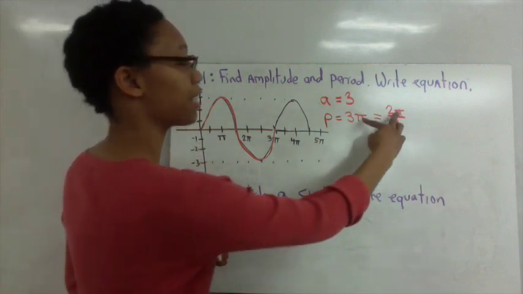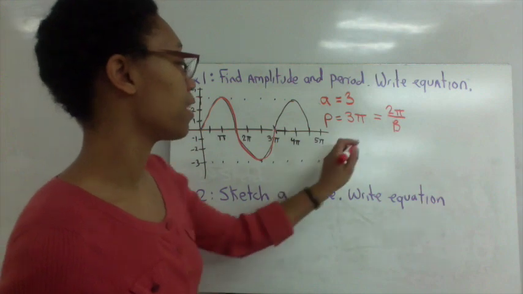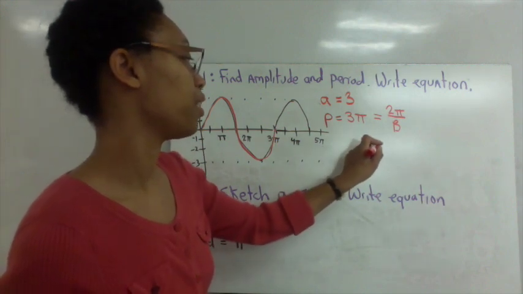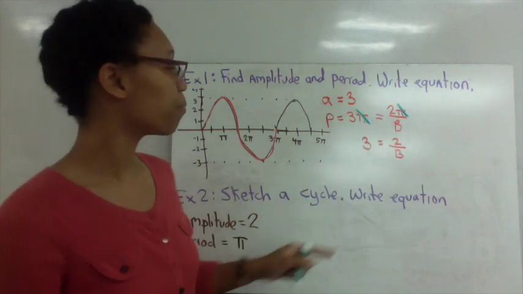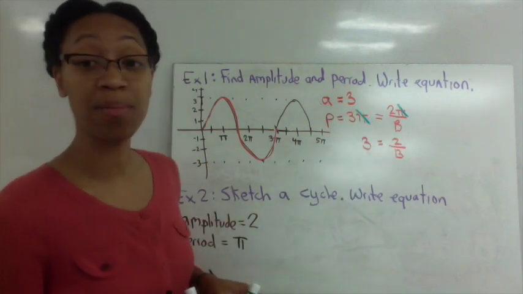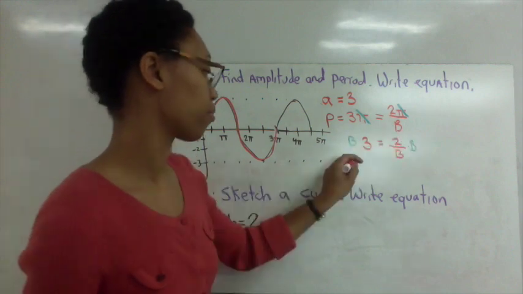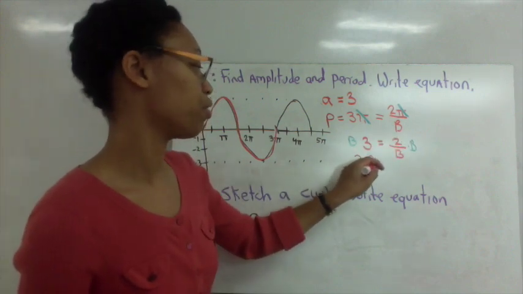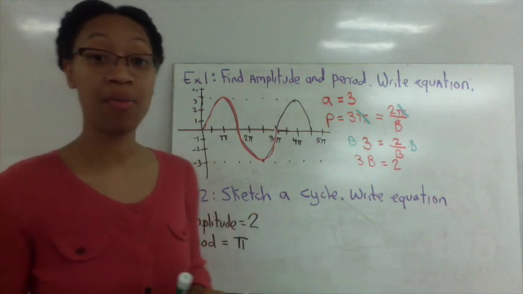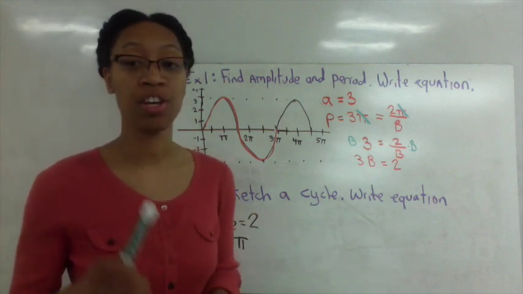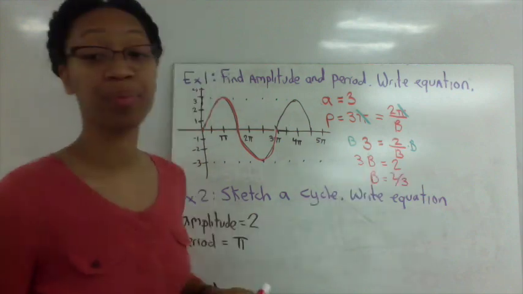Well, let's see. I can cancel a pi on both sides, and then I would have 3 equals 2 over b. So I just canceled a pi. And now I'm going to multiply both sides by b. Now I have 3b equals 2. And when I divide by 3, I can see that b equals 2/3.